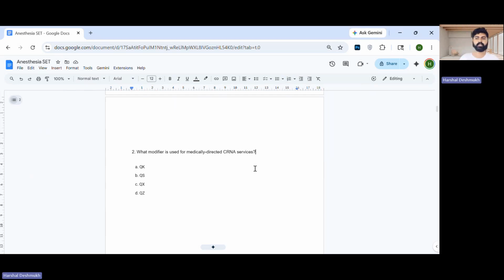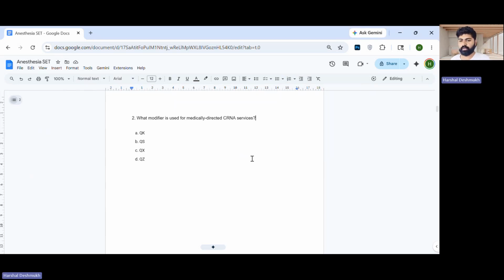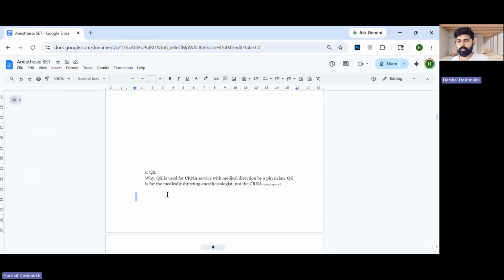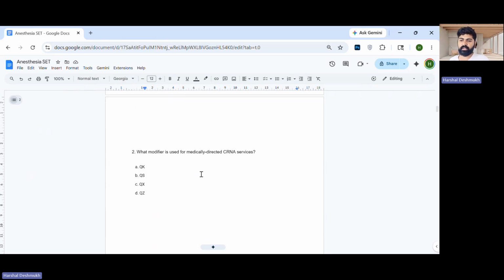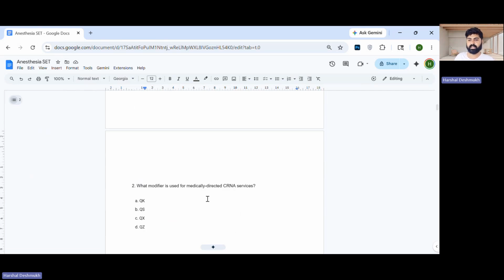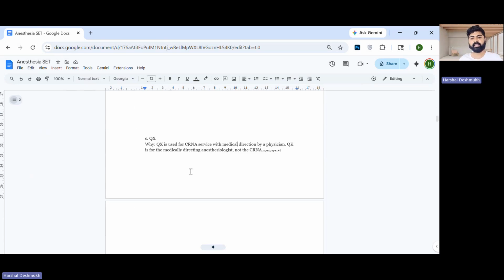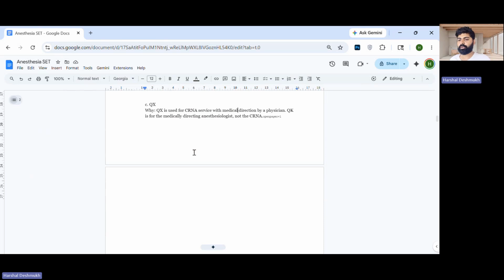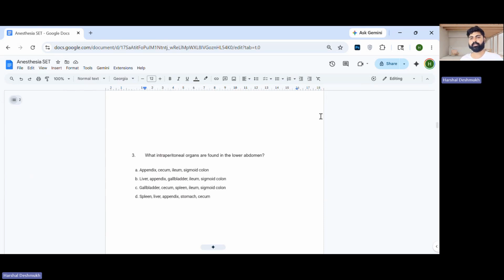All right. The answer to the second question is QX. Why? Because QX is used for CRNA. What is CRNA? CRNA stands for Certified Registered Nurse Anesthetist service with medical direction by a physician. QK, however, is for the medically directing anesthesiologist and not the CRNA. So your modifier used for a medically directed CRNA is QX. There you go. You have your third question on your screen.